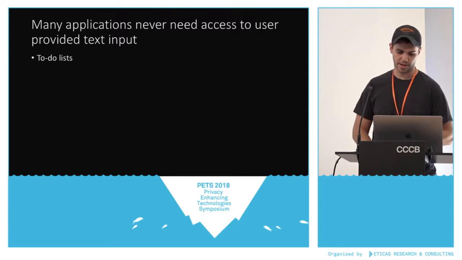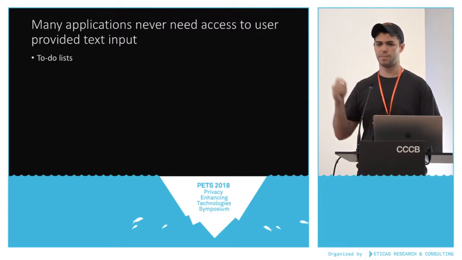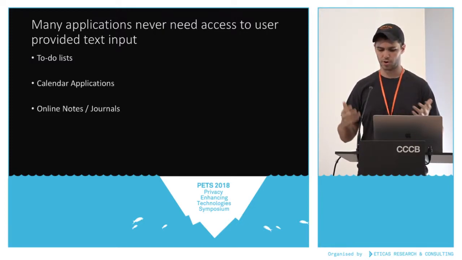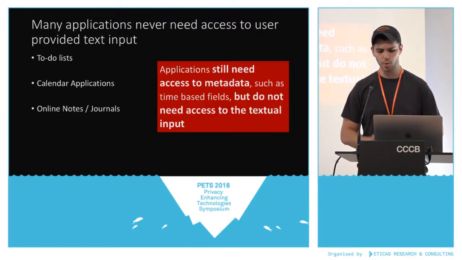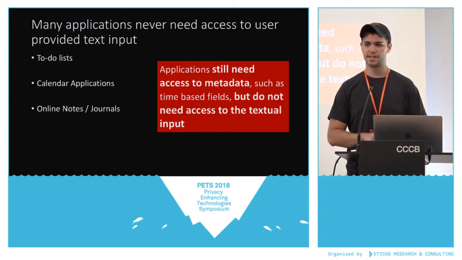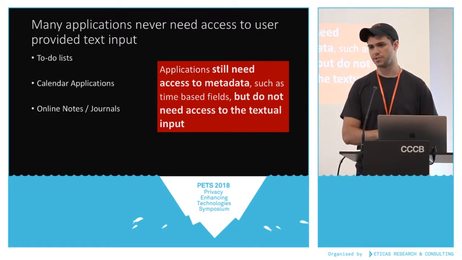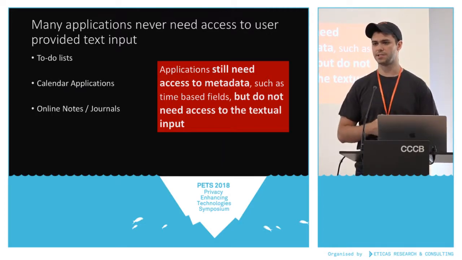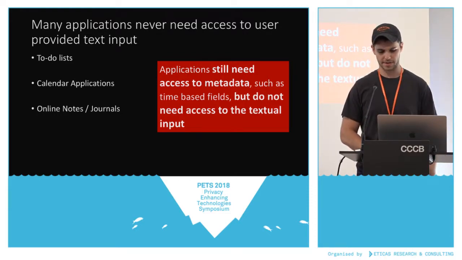So to-do list applications, when I'm creating a to-do list, really all it is is me talking back and forth with myself with maybe a checkbox for complete or not and a due date. Similarly, calendar applications or online notes or journals where you're maybe tracking what you did that day. An important note is the applications still need access to metadata, such as whether or not a task was complete, the due date of a to-do list item, maybe the start time and end time of something on your calendar. But these applications do not need any textual input. A calendar doesn't need to know the title. A calendar app doesn't ever need to know the meeting notes for that particular event.